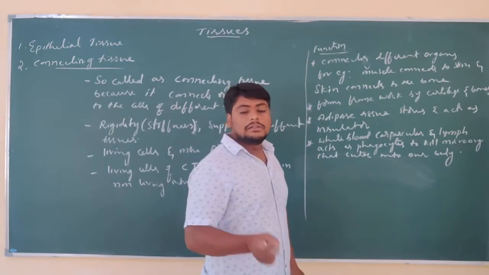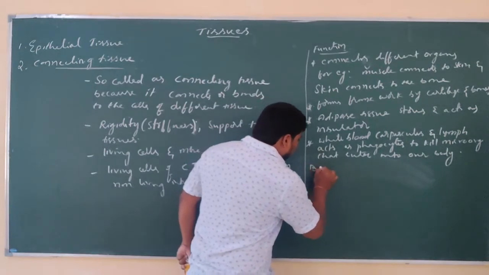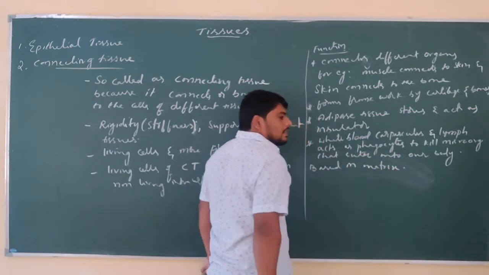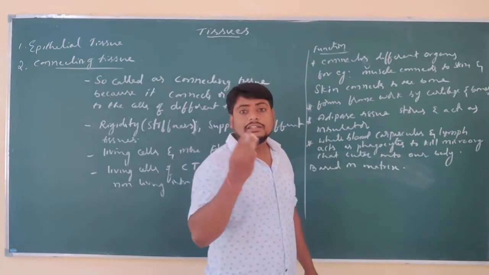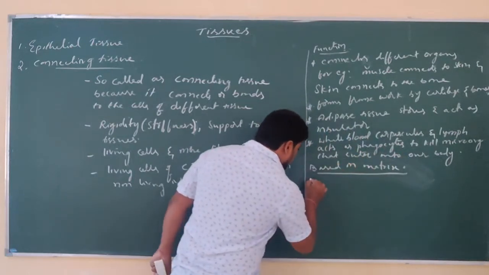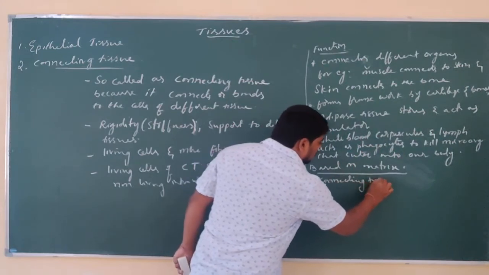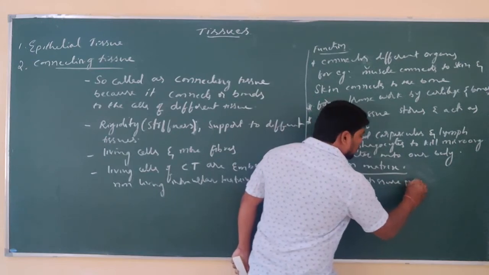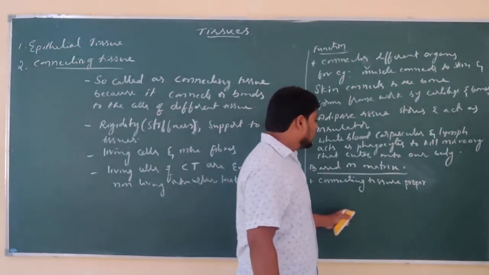And if you observe, based on the type of matrix, the connecting tissue is of three types. How many types of connecting tissue are there? Three types. What are the three types of connecting tissue based on matrices? Connecting tissue proper. This is one type of connecting tissue.